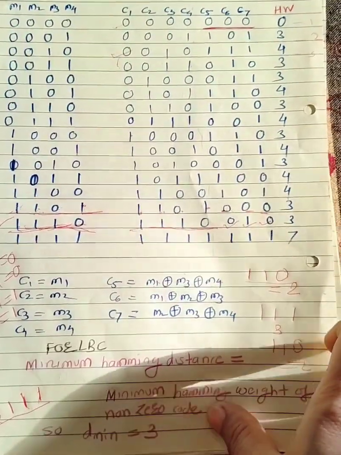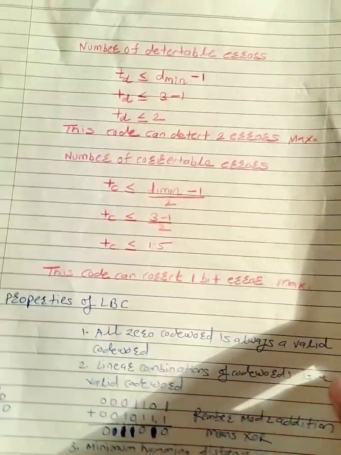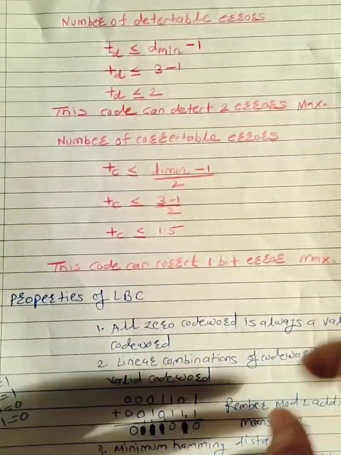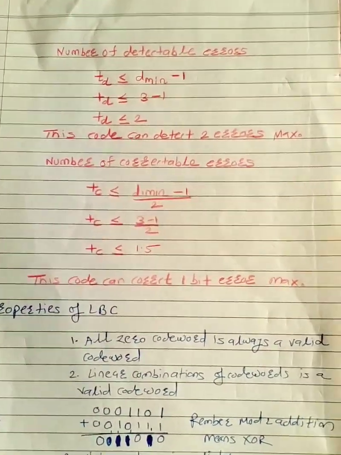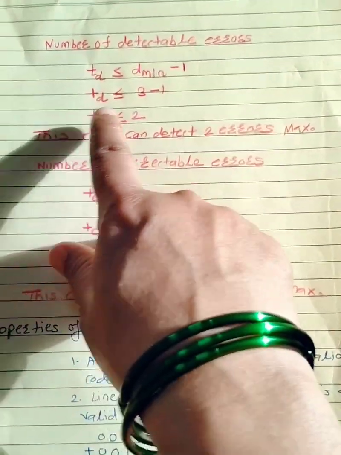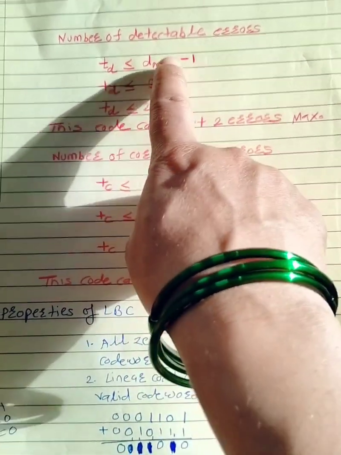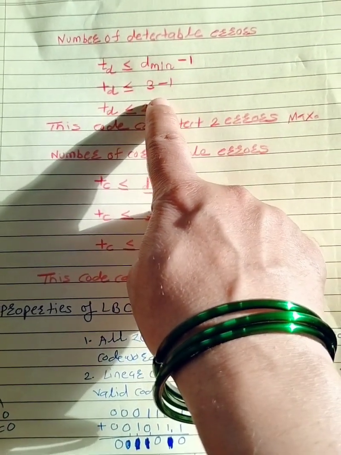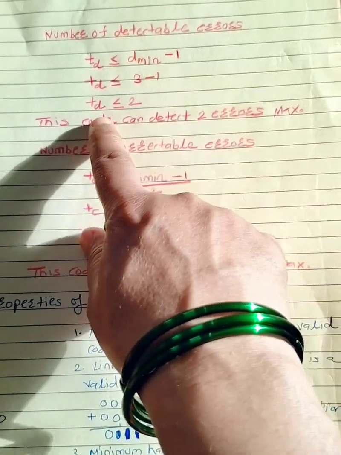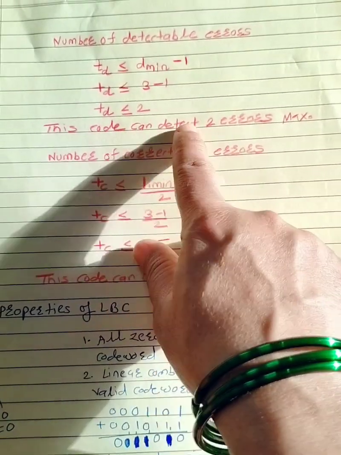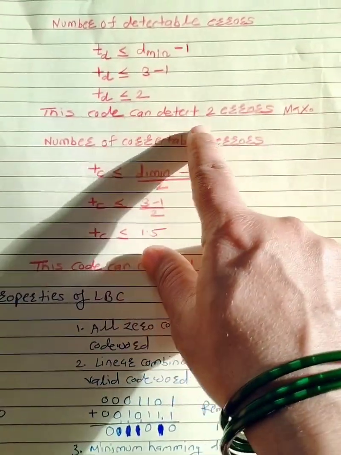Then why is the minimum Hamming distance required? It is required because we have to see how many errors this code can detect and how many errors it can correct. So the number of detectable errors td is less than or equal to d minimum minus 1. That's why we are finding the d minimum and Hamming weight. td is less than or equal to 3 minus 1, where 3 is d minimum. So td is less than or equal to 2. This code can detect 2 errors.